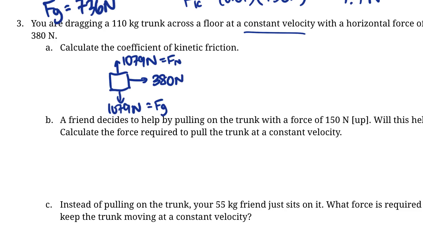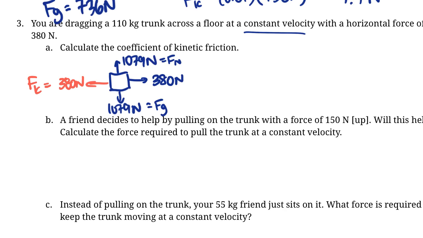So there must be another force to prevent it from accelerating, and we know that's the force of friction. What must the magnitude of that force of friction be? Well, if it's preventing it from accelerating, the net force must be 0, so it must be 380 newtons in the opposite direction. Also, is this kinetic friction or static friction? It says we're dragging it across the floor, so it's moving. So we'll call this kinetic friction.